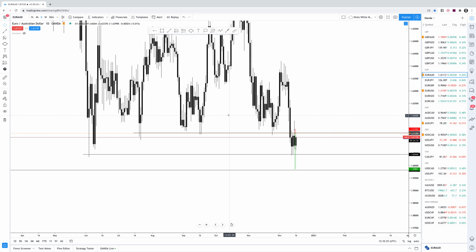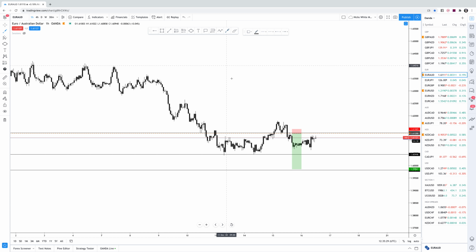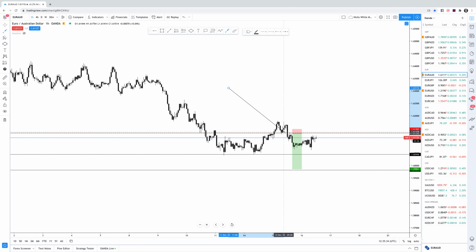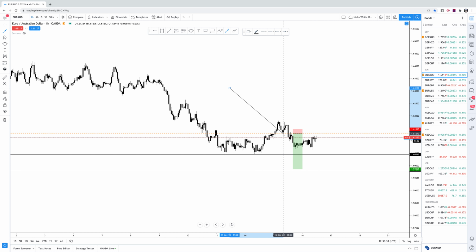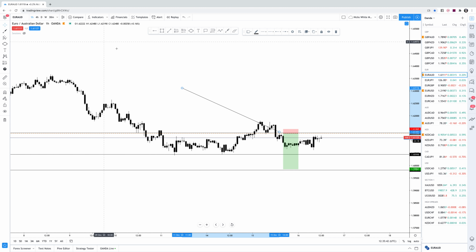sharp rejection. So what I did is I went to the H1 chart and I just sort of fine-tuned the zone a little bit. There's rejection, there's lows, resistance here, minor resistance here, break above, retest at support, break back below, and resistance right there. So this is actually where I was looking to place the trade at.